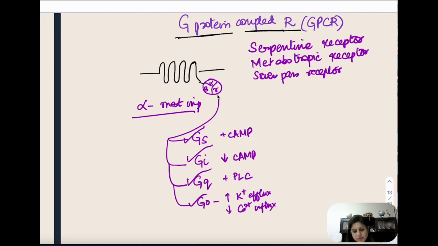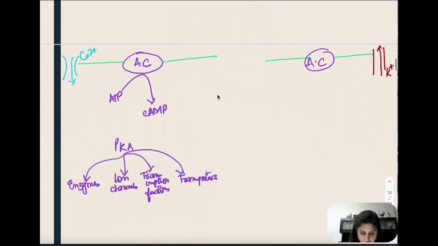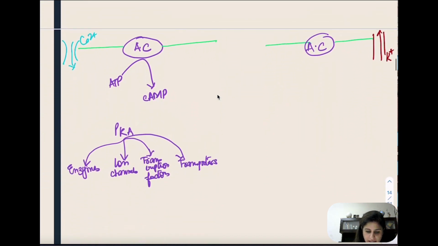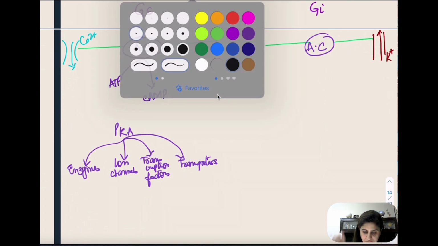So different types of receptors can have different types of G proteins attached to them, and the response occurs accordingly. Right? Okay, let's go to the first two, which are the GS and the GI. Let's do the G stimulatory first, and then we are going to do the G inhibitory.